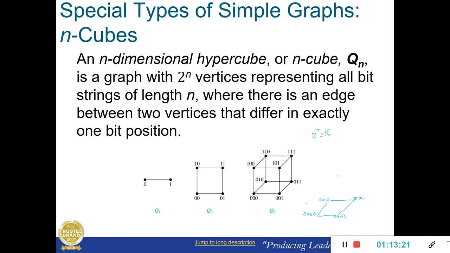Then you have 0100, 0101, then 0110 and 0111. So you connect here, here, here and here. You connect here, sorry for the mess.